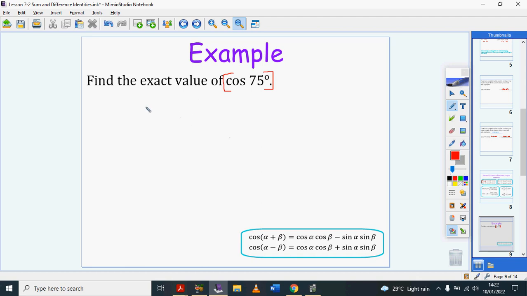So the cosine of 75, I can break down the 75. Sorry about the times I keep going off on tangents, but all is good. 75 can be broken down in many ways. I can say 75 is the same as 45 plus 30, right? Or I can say 75 is the same as 60 plus 15. Or I can say 75 is the same as what? 70 plus 5, 50 plus 25.